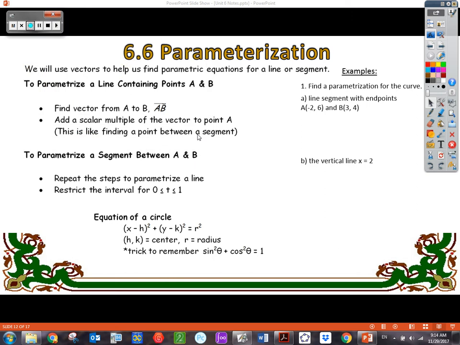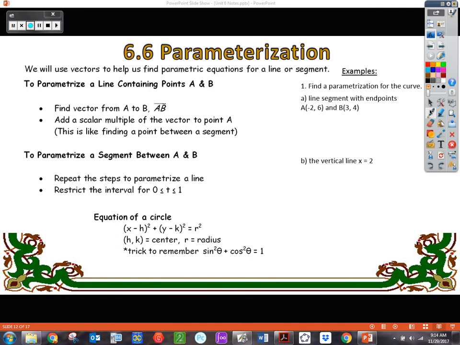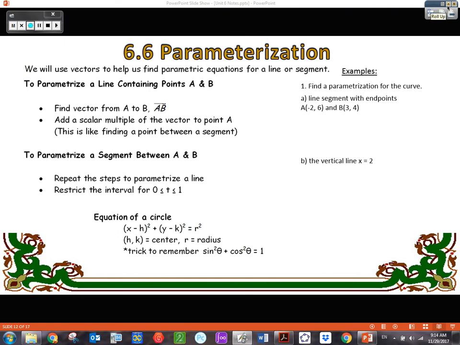Okay guys, let's look at today's lesson. It's on parametrization. So we spent a few days on parametrics and we learned how to eliminate the parameter. Remember that we figured out techniques, we used substitution and other techniques to eliminate the parameter. What we're actually doing today is we're going to be going the other way. Instead of eliminating a parameter, we're going to be introducing a parameter.